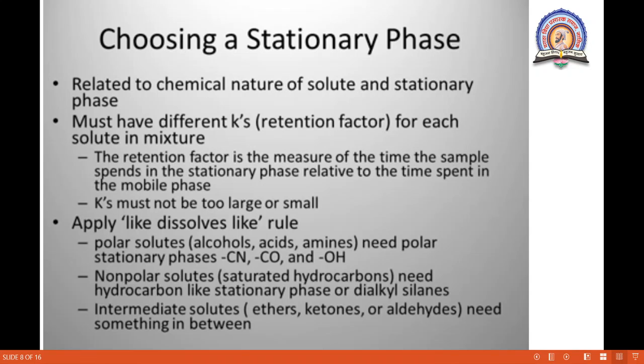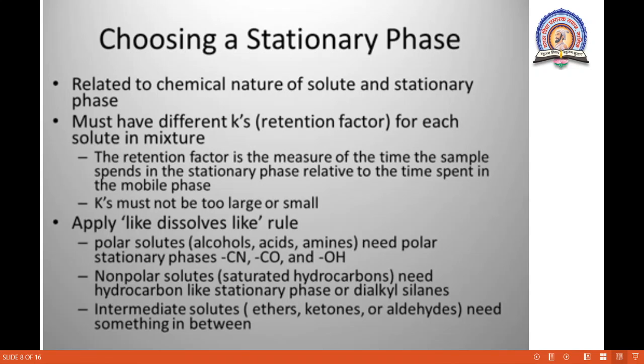Okay. Then during the choice of the stationary phase, we also apply the rule of like dissolves like. If we have a polar solute, meaning our compound is polar, that is, if the compound contains alcohols, acids and amines, in such a situation we need a polar stationary phase, that means one having CN, CO and OH groups. Okay. And if a non-polar solute is there, that means saturated hydrocarbons, we need a hydrocarbon-like stationary phase or a dialkyl silane type of stationary phase. And if our compound is an intermediate solute, meaning an ether, ketone or aldehyde, it needs something in between.